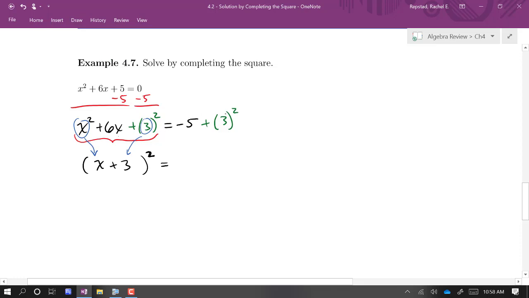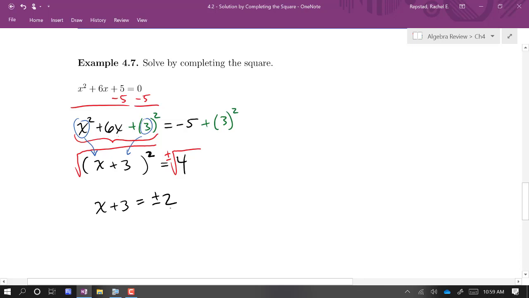On the right side, we have some arithmetic to do. Negative 5 plus 9 is 4. And we have x plus 3 squared is equal to 4. And now this is something where we're ready to take the square root. So let's go ahead and take the square root on both sides. Need a plus or minus on the right side. And we have x plus 3 is equal to plus or minus 2.